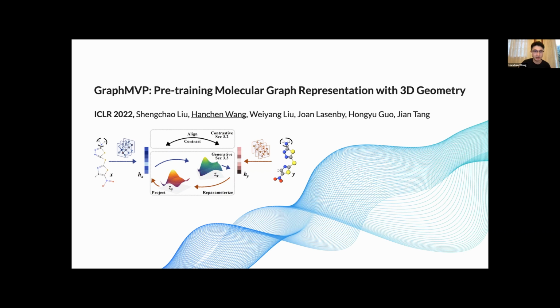Hi, I'm Hanchen, and today we're going to talk about one of our recent works, using 3D geometry to pre-train molecular graph representations. We name our work GraphMVP, which stands for multi-view pre-training. Here multi-view means 2D and 3D molecular graphs. This is joint work with Sheng Chao, myself, Wei Yang, Zhong, and Hongyuan Jian. It is published in ICLR this year and presented at a few more workshops as well.